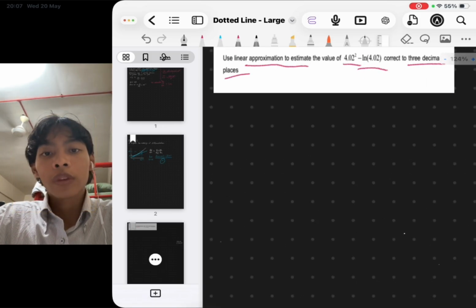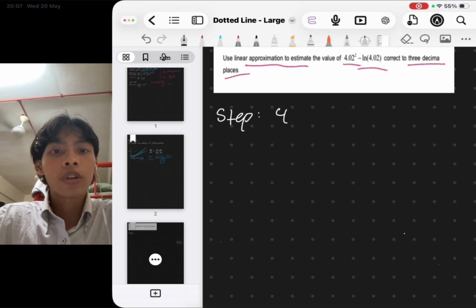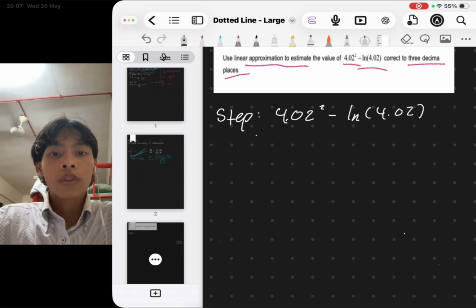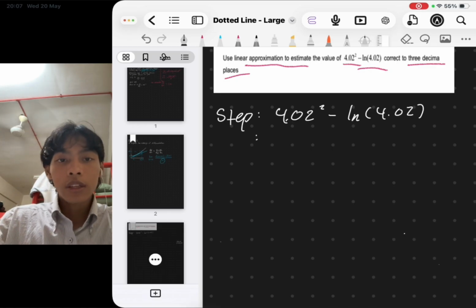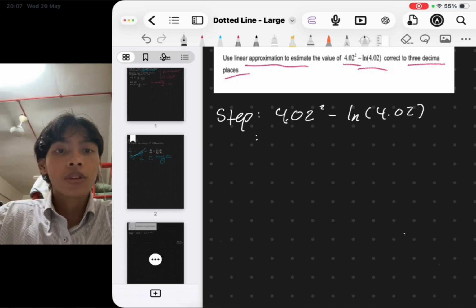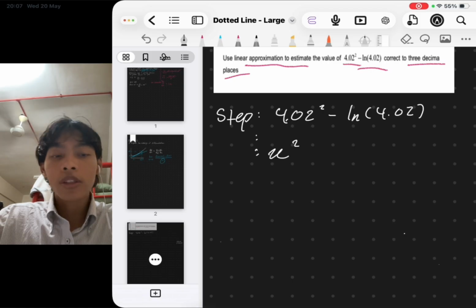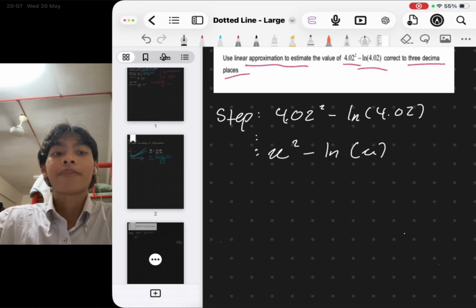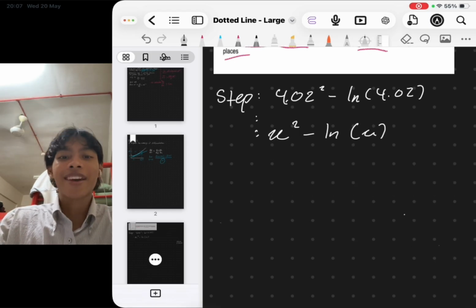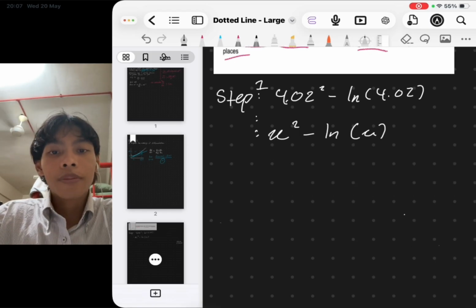The first step is to identify it. So we put the number back here: 4.02 to the power of 2 minus ln 4.02. With this, we just change the number to x. So 4.02 changes to x, and the power of 2 symbol remains the same. The second one is ln, and then x again. We just change the number to x. So that is the first step.